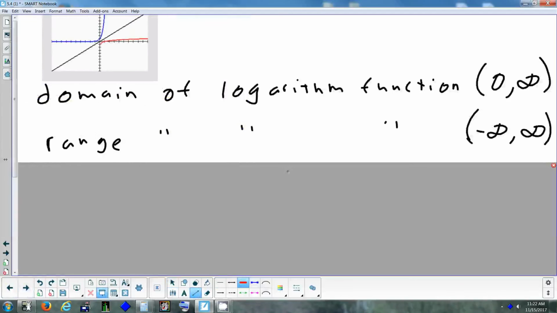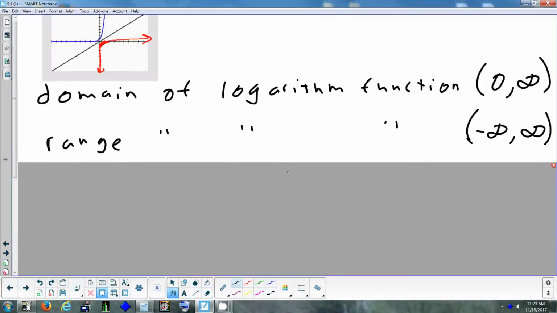Alright, so for this, just focus on the graph in red. If you look at the graph in red, it's going to go to the right forever. I chopped it off on the screen because I can't show it forever, but it does keep going. So the domain goes to infinity, but it doesn't go past 0.